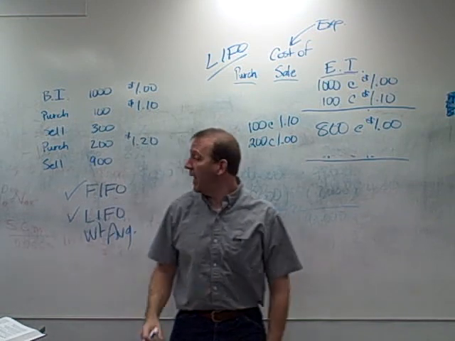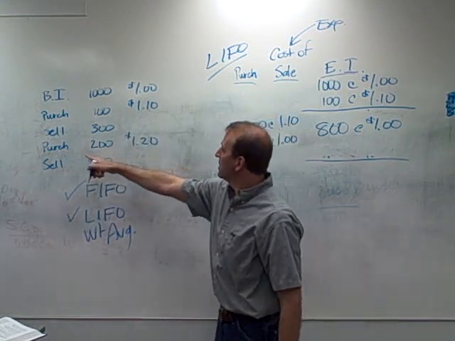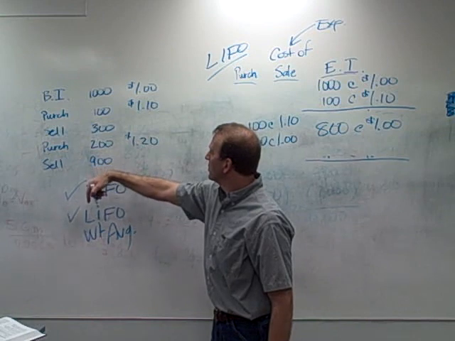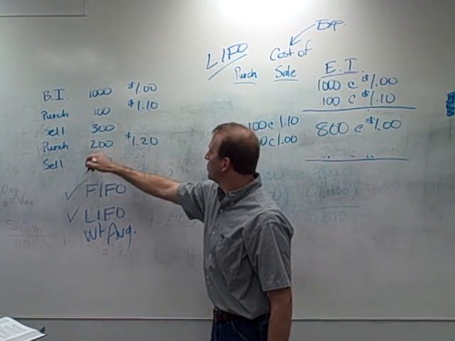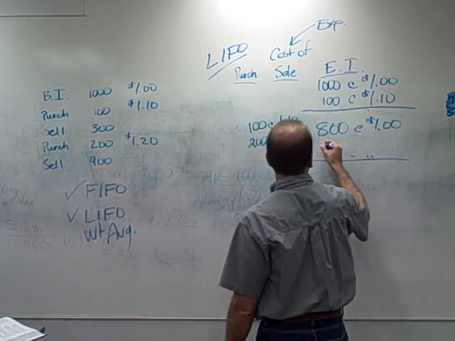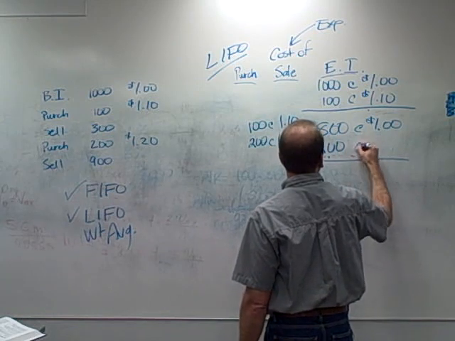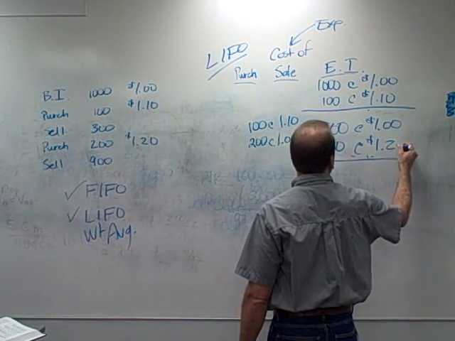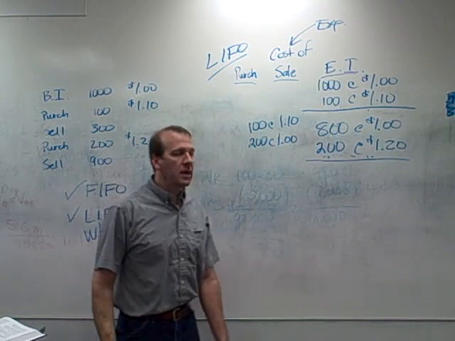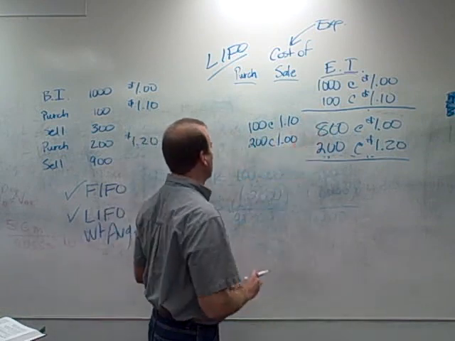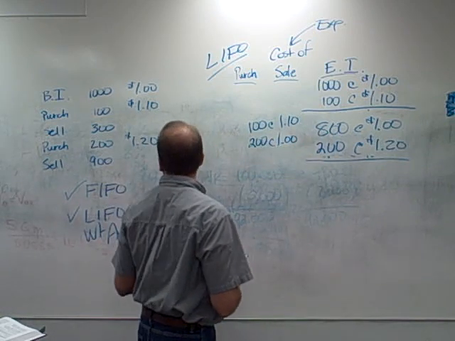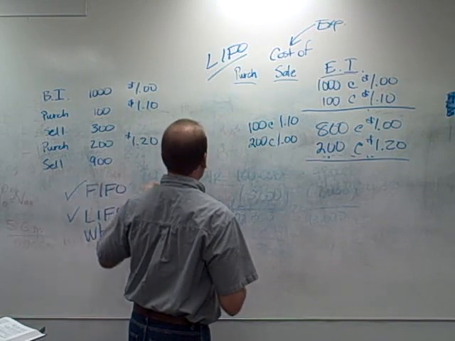Okay. Now, we purchased 200 more. 200 at $1.20. Okay, so now we've got 1,000 in inventory. All right. And then we sell 900.